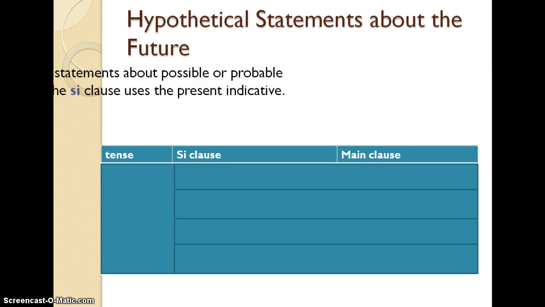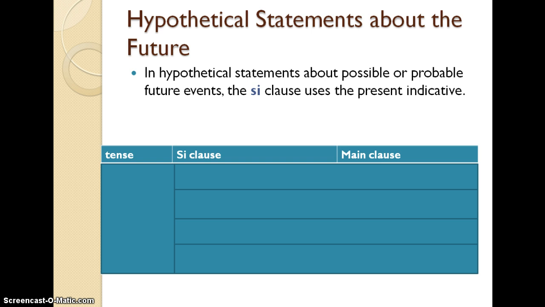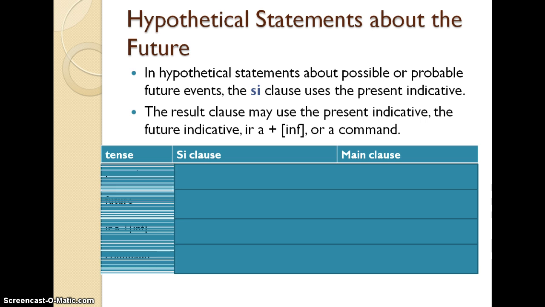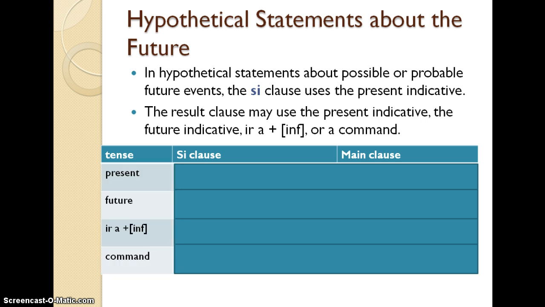In a hypothetical statement about possible or probable future events, the si clause uses the present indicative. The result clause may use the present indicative, the future indicative, ir a plus an infinitive, or a command. And I've given you examples of each of these.